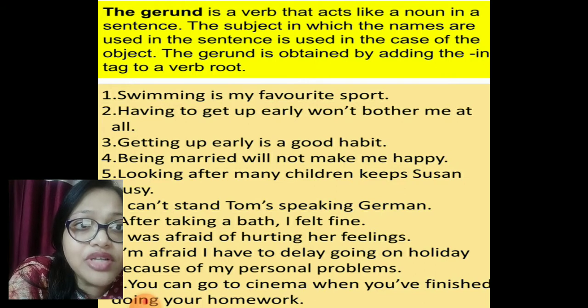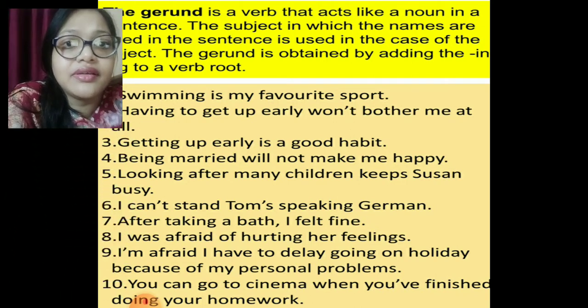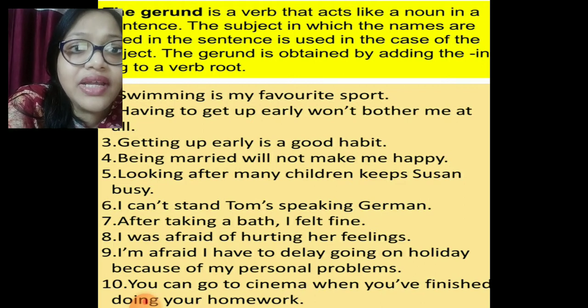Being married will not make me happy. Looking after many children keeps Susan busy. I can't stand Tom's speaking German. After taking a bath, I felt fine. I was afraid of hurting her feelings. I'm afraid I have to delay going on holiday because of my personal problem.